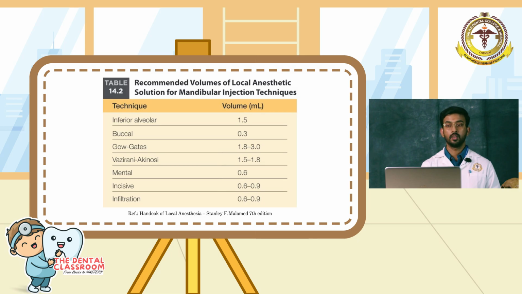For Vazirani-Akinosi, it is about 1.5 to 1.8 ml. For mental nerve block, it is 0.6 ml. For incisive nerve block, it is 0.6 to 0.9 ml, and for infiltration, it is the same, 0.6 to 0.9 ml.